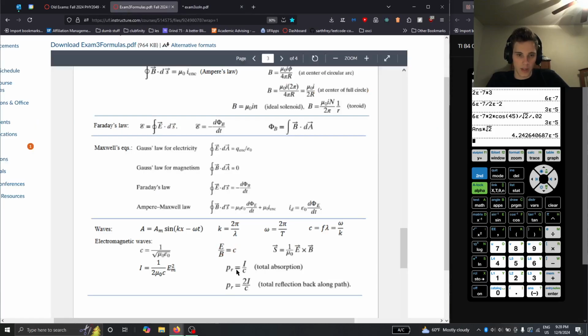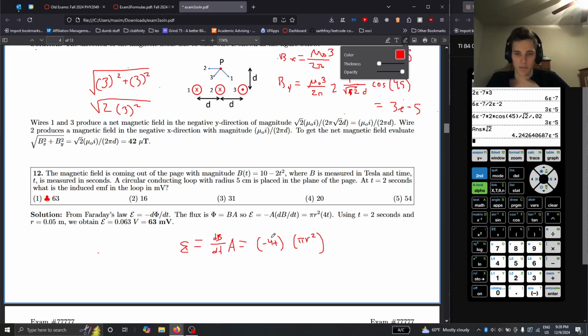Oh yeah, and then technically it is negative, so you do have to put a minus sign here, but it usually won't matter. It's multiple choice, dude. So let's just solve this. We have our negative 4. We'll multiply by time equals 2, multiply by pi, and then we'll do squared, 0.05 squared. And we get 0.0663. Boom.